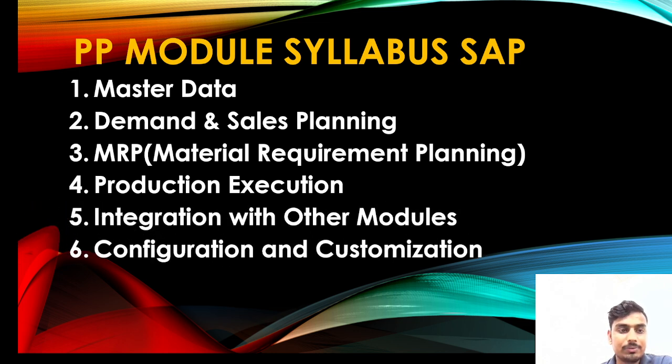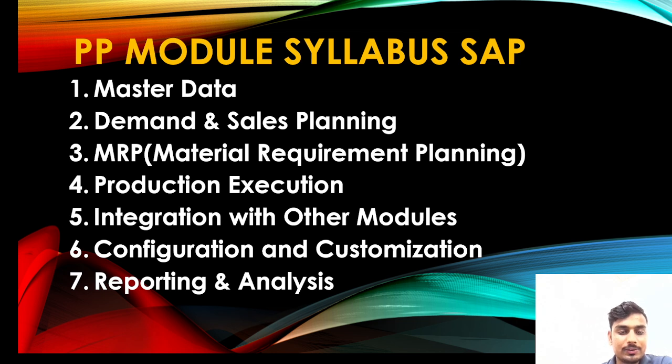Configuration and customization. Once you decide to learn the PP module, you have to configure the plant, storage location, and company code. For all these configurations you have to know the process, and basically we will use the T code SPRO, and on that screen you will get one navigator called Enterprise Structure. There you can customize the details and also configure based on your requirements.